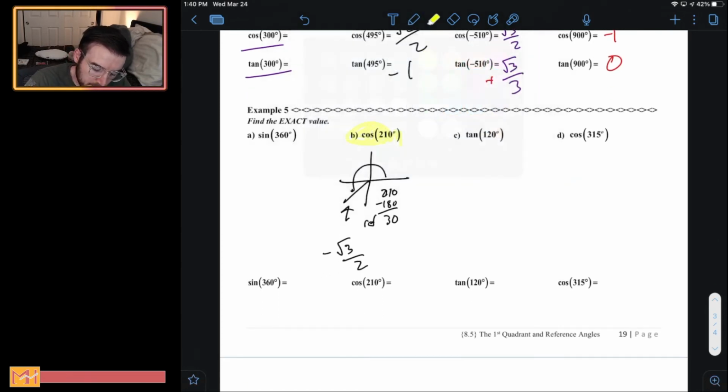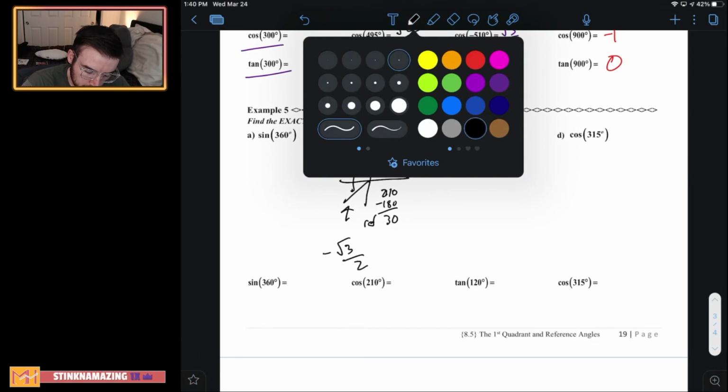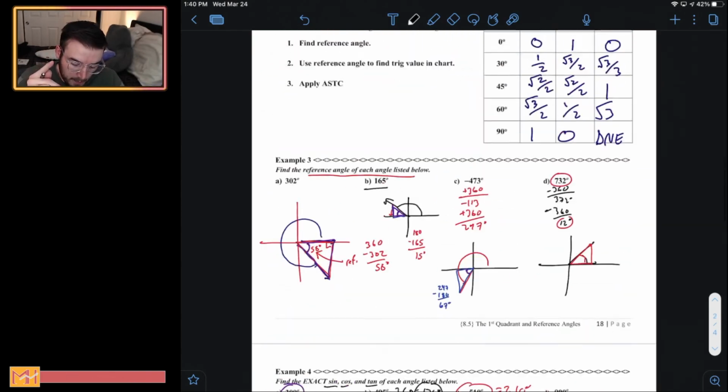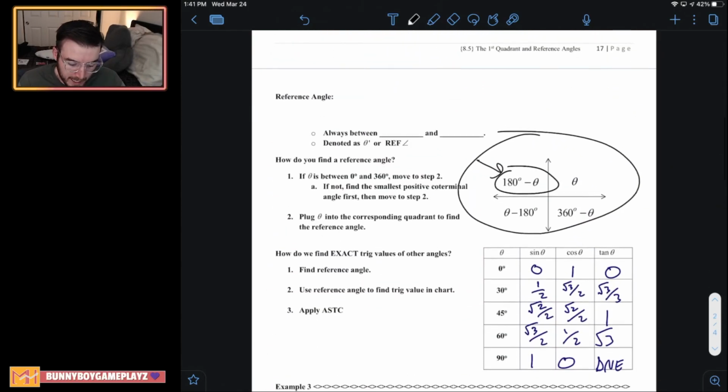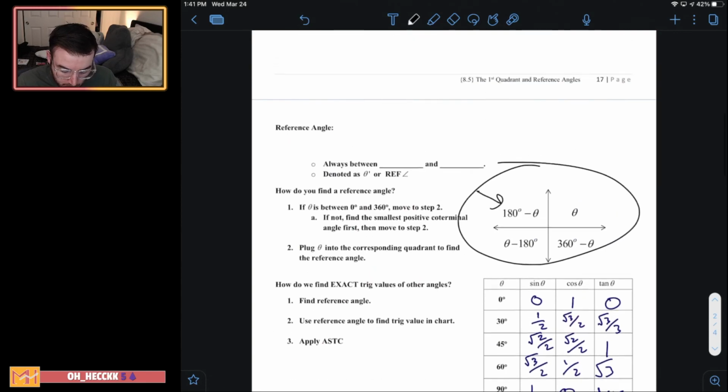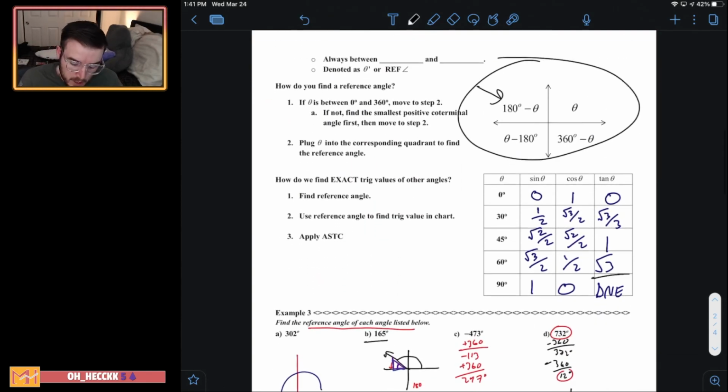Do it again. Find me the reference angle for this guy. Some answers pop up on screen. Okay, 120, here's 90, a smidge past, boom. We're in quadrant 2. If we need to look back up, here it is, 180 minus theta. So we do 180 minus 120 to find the reference angle of 60 degrees. So what is tangent of 60 degrees? You go up, and you see that tangent of 60 is root 3.